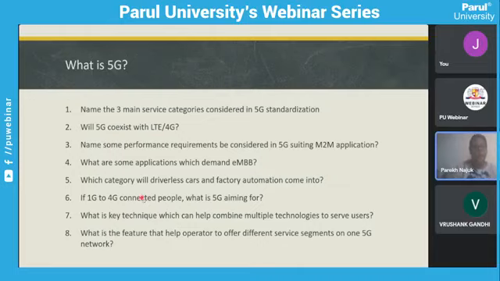Okay, but if we are having all these things, then what is the need of 5G? Then where will 5G come into the picture? What is 5G aiming for, that is another question, right?